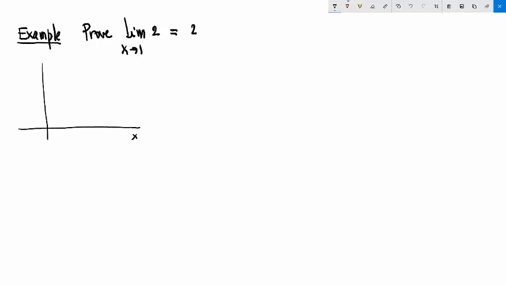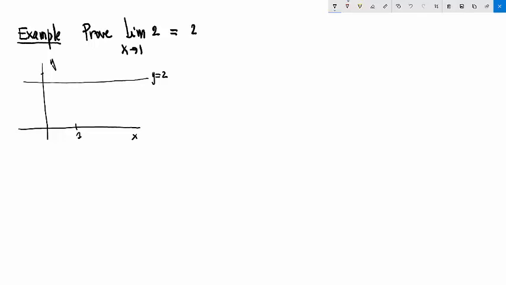Next, I would like to continue with some straightforward examples. Using now our definition of limit, we'd like to prove that the limit of the constant function 2 when x is approaching 1 is equal to 2. Maybe a good picture helps. This is the x-axis, this is the y-axis, this is the constant function y equals 2, and this is 1.